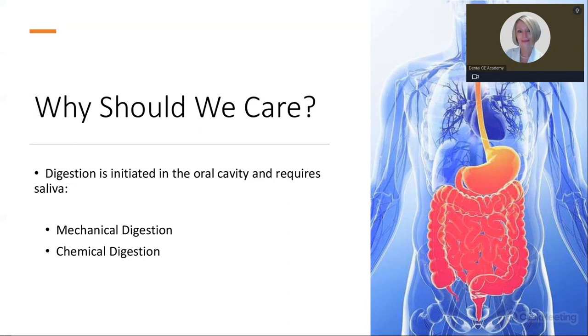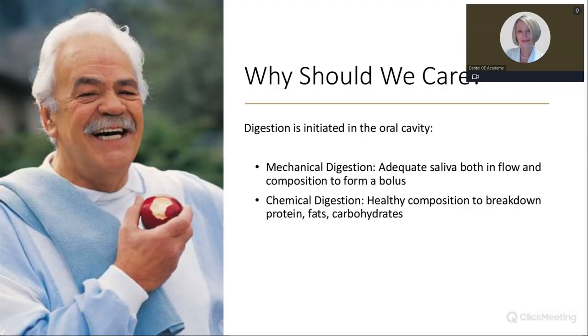And one important reason that we need to care about xerostomia is digestion, because digestion is initiated in the oral cavity, and digestion requires saliva for both mechanical digestion as well as chemical digestion. In the case of mechanical digestion, we require adequate salivary flow and composition to be able to form a bolus that we can swallow. And chemical digestion requires a healthy composition of the components in the saliva, enzymes, and so forth that initiate the digestion of protein, fats, and carbohydrates, for example.